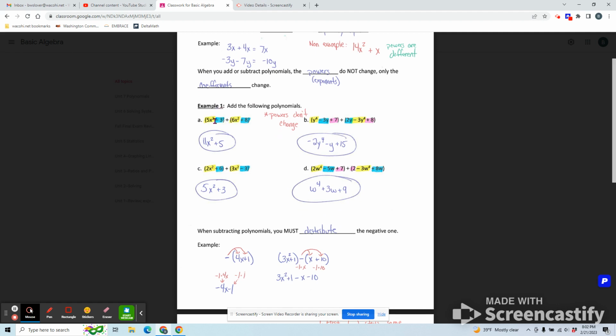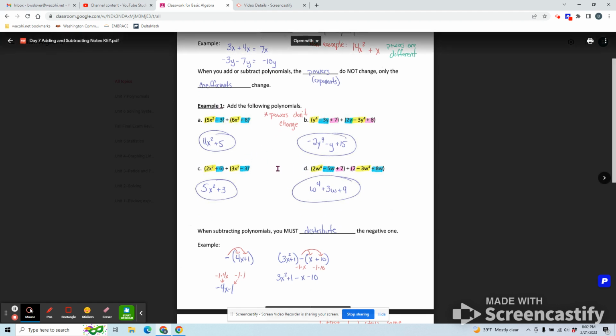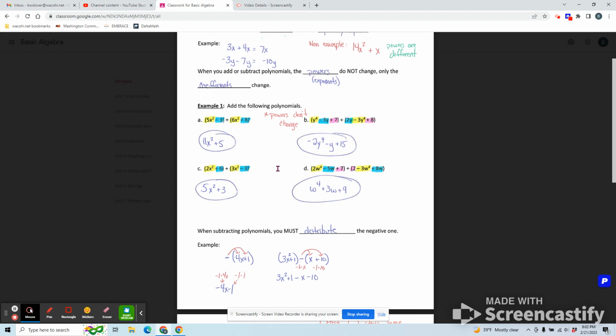Now, if you notice in example 1, I've got a lot of highlighting. For these, I went ahead and highlighted my like terms. If you don't have a highlighter, you can underline, you can circle, you can box, you can squiggle, you can cloud, you can heart, you can do whatever helps you.